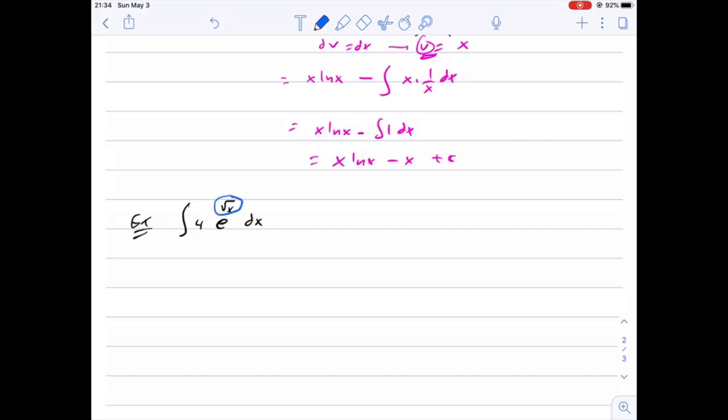We let this power be u because we want to make it easier to integrate or to deal with that function. If we have just e to the x, that's easier to deal with, but if we have e to the square root, it's not easy to deal with that part. So let's use the substitution method first.